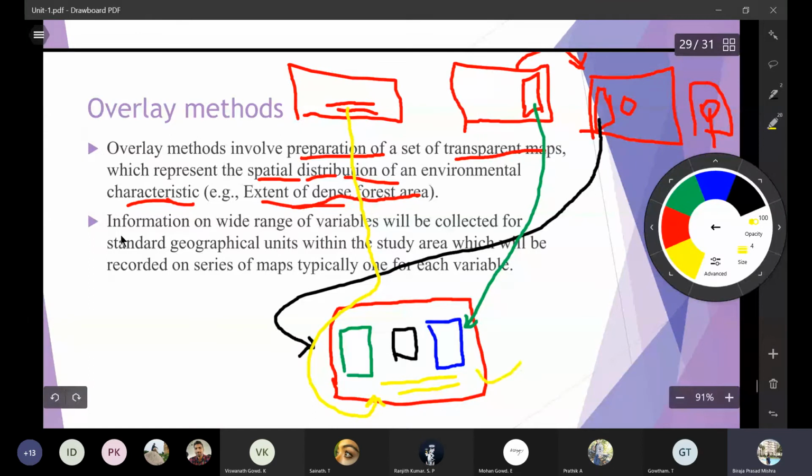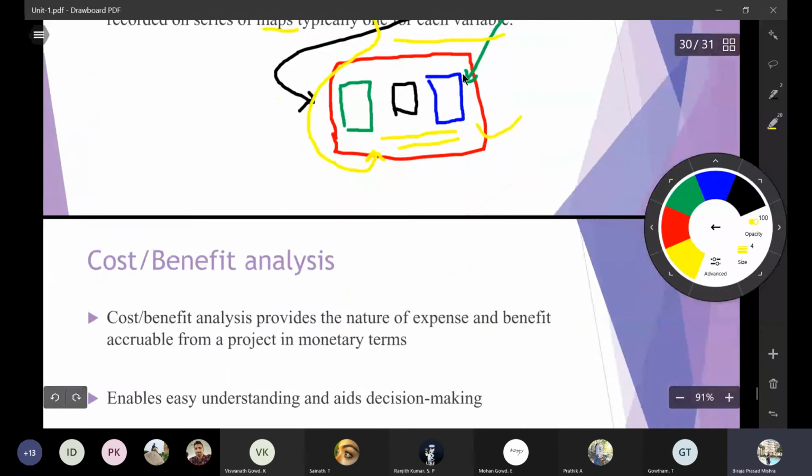Okay, and what it says: the information on a wide range of variables will be collected for the standard geographical units within the study area, which will be recorded on a series of maps, typically for each variable. So for each variable, one map needs to be created. This is all about the overlay method, which you have to learn.